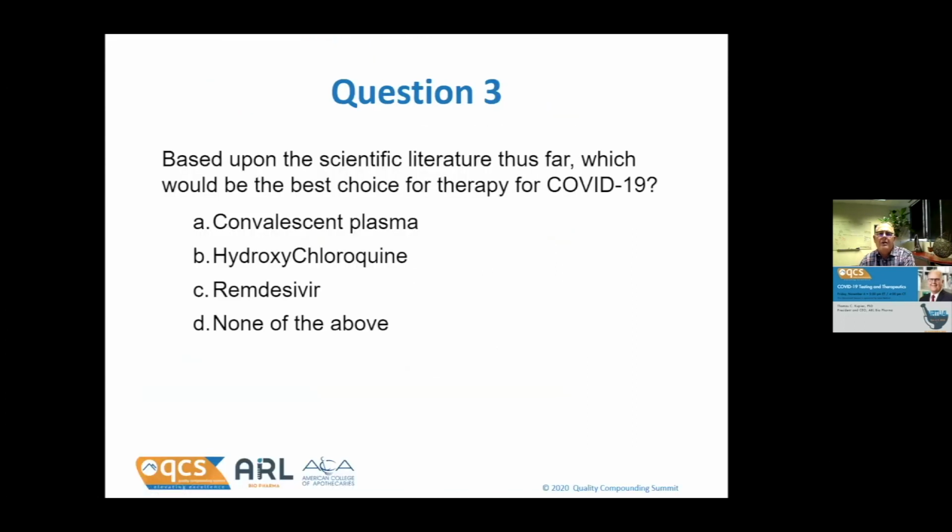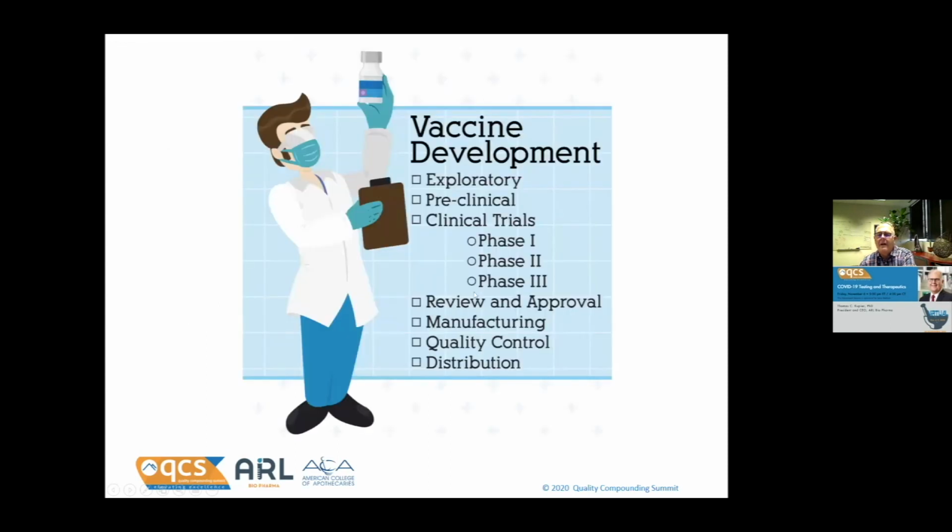So question 3, based upon the scientific literature thus far, which would be the best choice for therapy for the COVID-19? Convalescent plasma, hydroxychloroquine, remdesivir, or none of the above? C, remdesivir. Yeah.